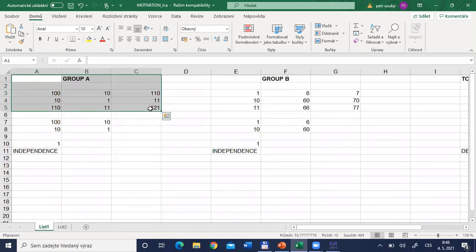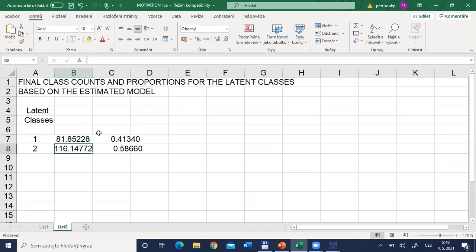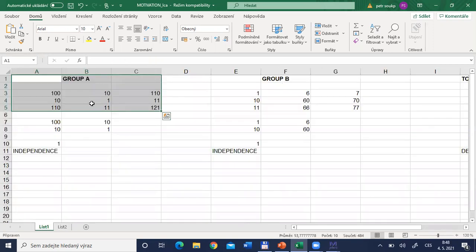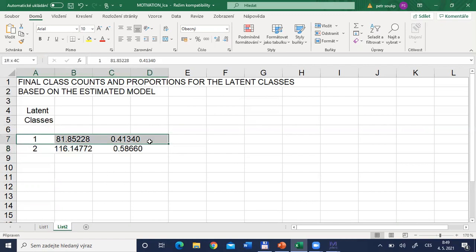Maybe in your computation you have reversed results, so the first class is bigger and the second is smaller. It could happen. Mplus, of course, couldn't recognize that we would like to have a bigger first group and a small second group, so it could be a reverse, but your result should be the same or very similar to mine. So it means one bigger group, approximately 60%, and one small group, 40%. Am I correct? Can you see similar or the same results on your computers?